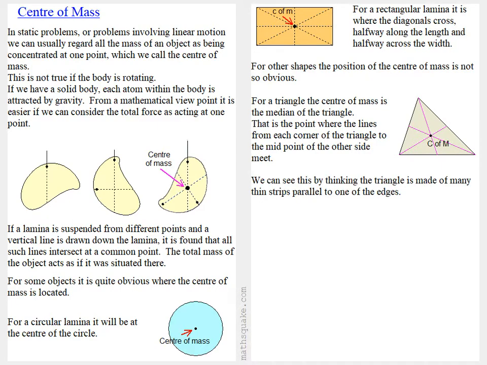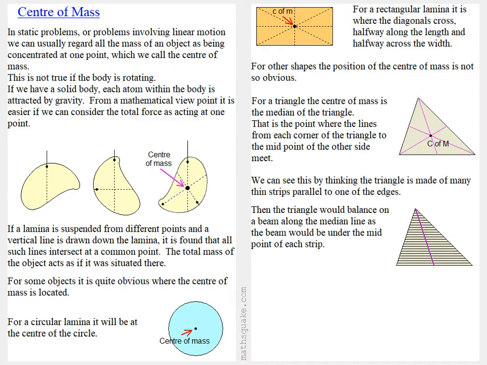We can see this by thinking the triangle is made of many thin strips parallel to one of the edges. Then the triangle would balance on a beam along the median line, as the beam would be under the midpoint of each strip. And since the triangle would balance on each median line, the centre of mass must be at the median of the triangle. For most shapes we need to calculate the position of the centre of mass.